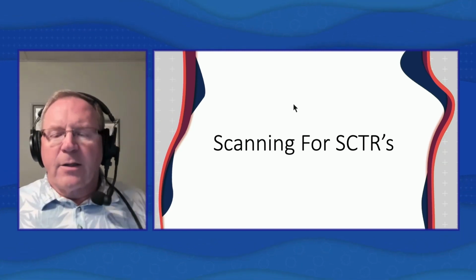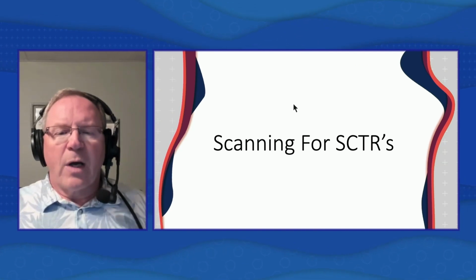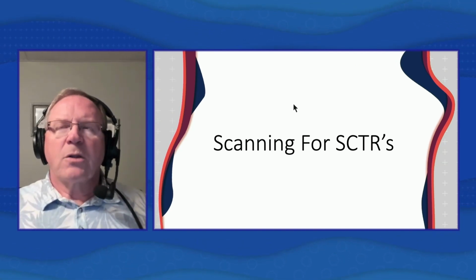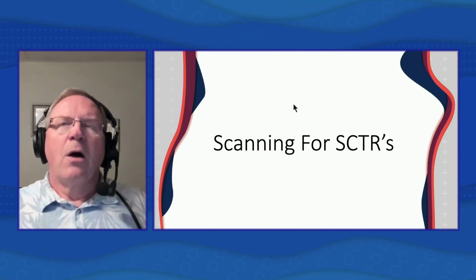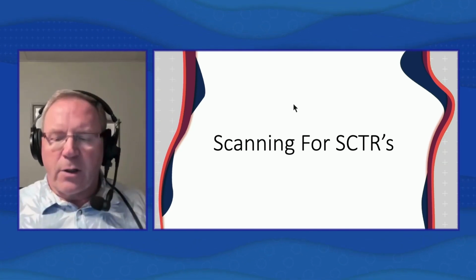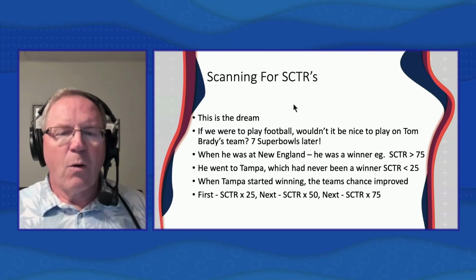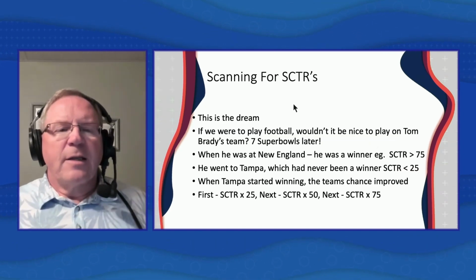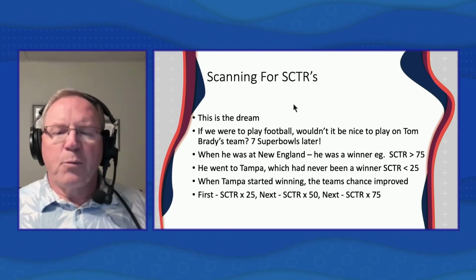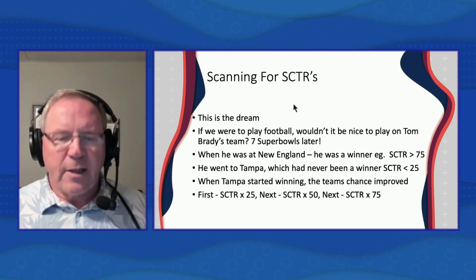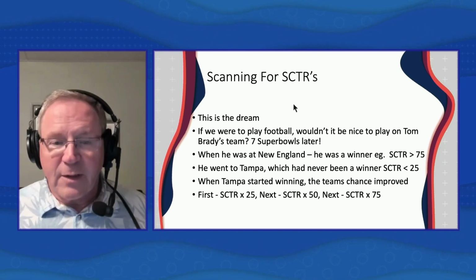And so what I like to look for when I'm scanning is I either want stocks that were very underperforming, like that gold chart and starting to turn up, or stocks that were average that are starting to outperform. So the good news is this is the dream, right? You get to pick which team you're on. And so if we were to play football, wouldn't it be nice to play on Tom Brady's team? I mean, you'd be 7 Super Bowls later.